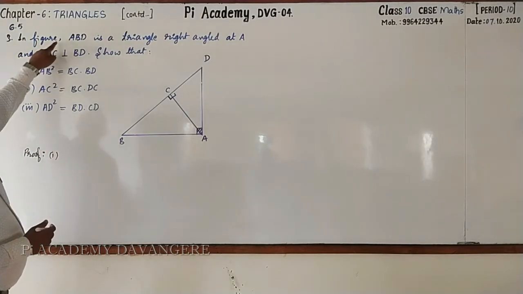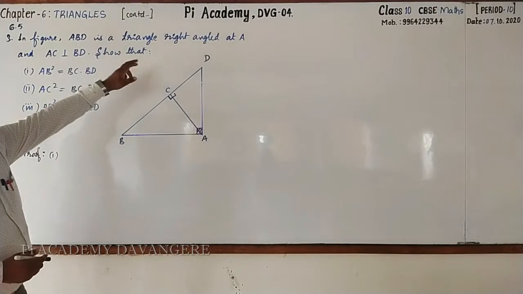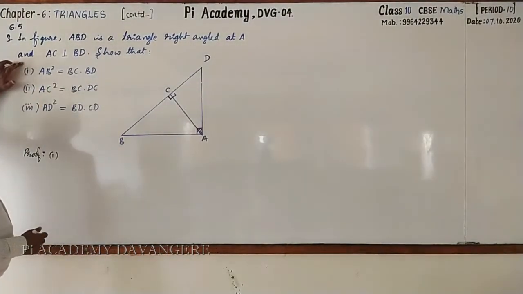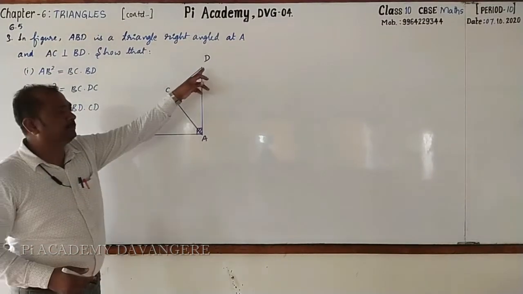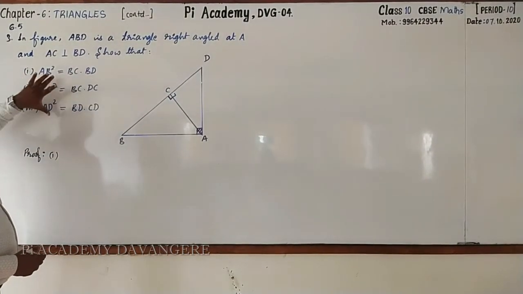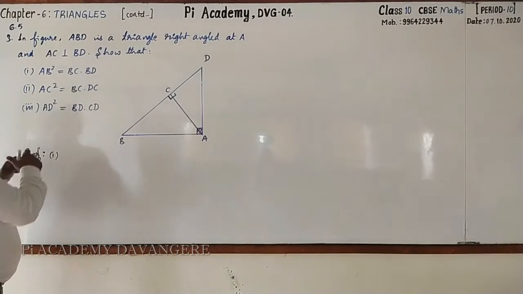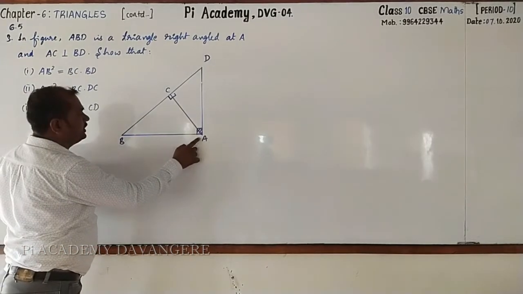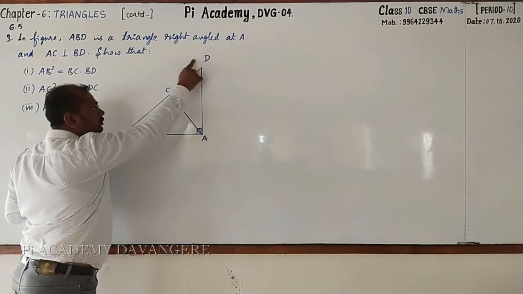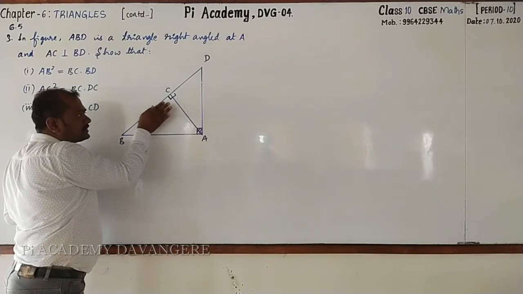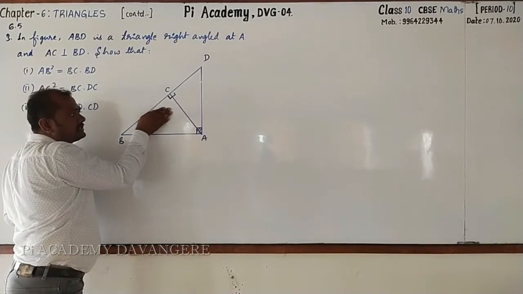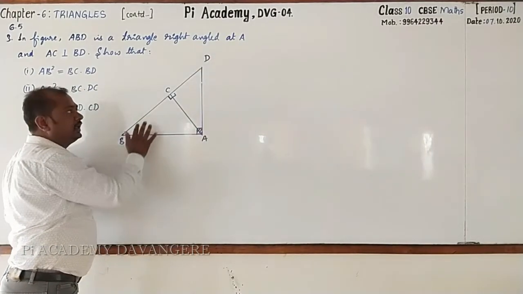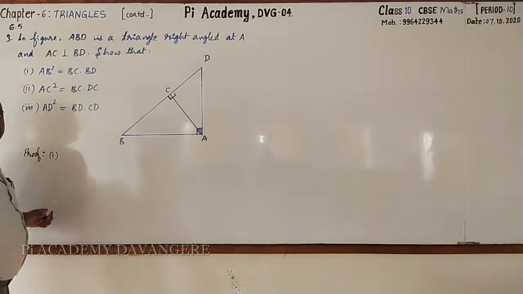The statement is like this. In this figure, ABD is a right angle triangle and the right angle is at A, and AC is perpendicular to BD. With this information, we have to prove these three statements. Look here, we have the first one, AB square equal to BC into BD. AB and BC are the sides of the small triangle, BD is the side of the big triangle. Hence, we have to prove these two as similar.